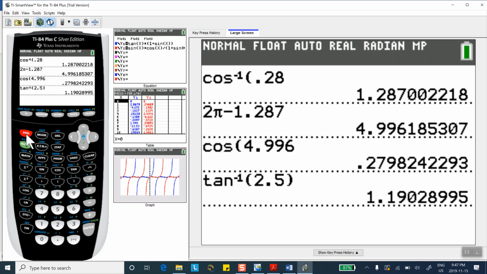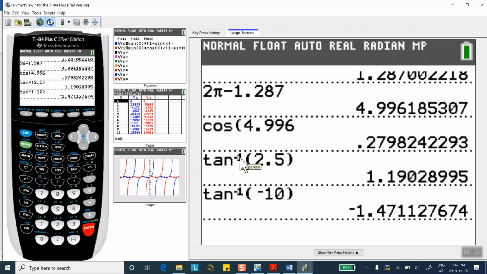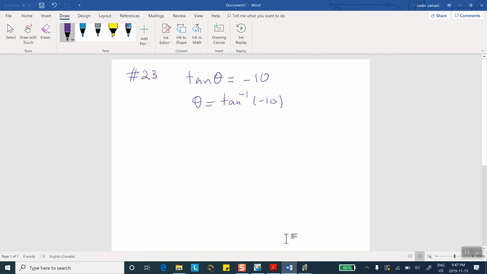So second function, tan inverse. Where is that? Tan inverse of negative 10. I'm going to close the parentheses. Okay. And you're going to get minus 1.471, minus 1.471. So this is equal to minus 1.471. Now let's see what happened.